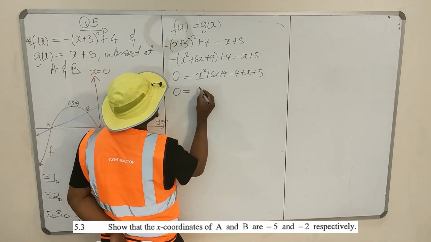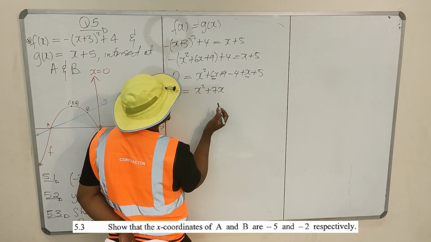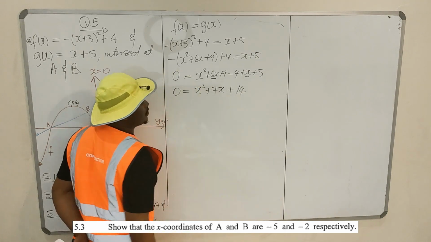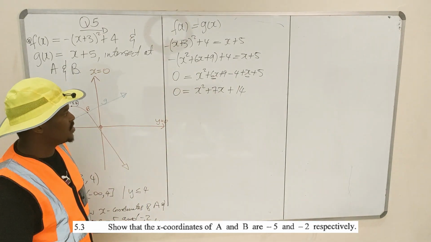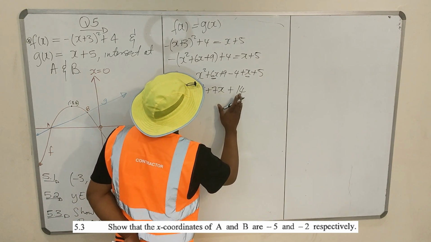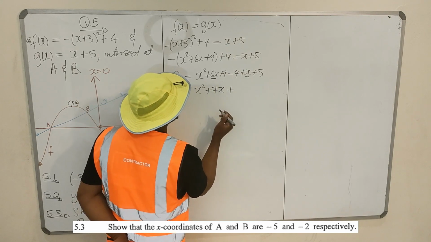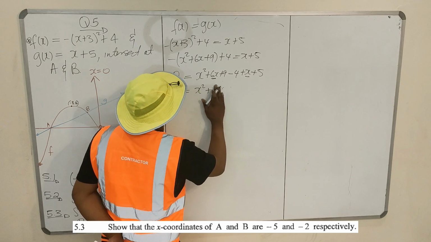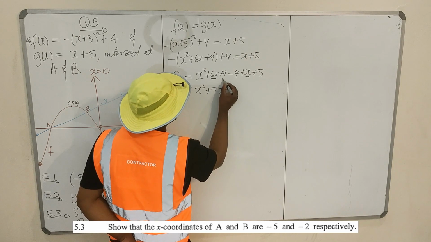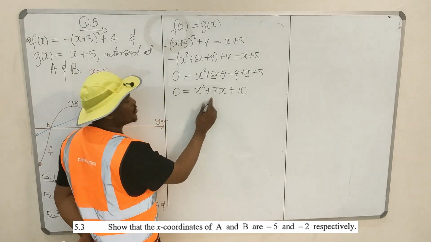So 0 is equal to x squared. This and that are friends, it makes 7x. Then 9 minus 4 plus 5, which gives us 10. So we have 0 is equal to x squared plus 7x plus 10. So we can use the quadratic formula or factorize it.